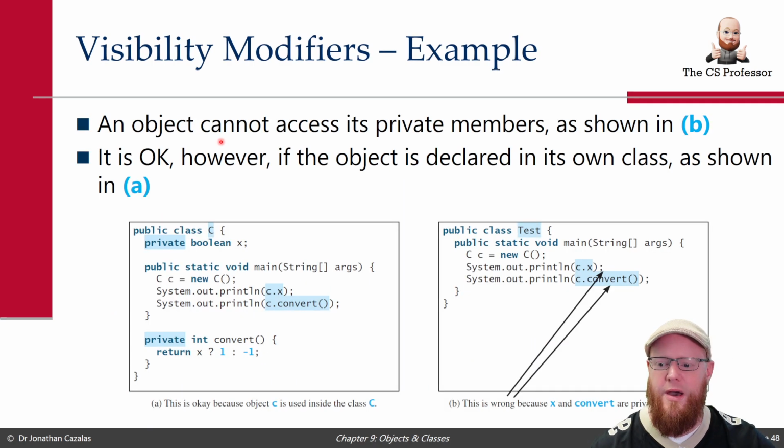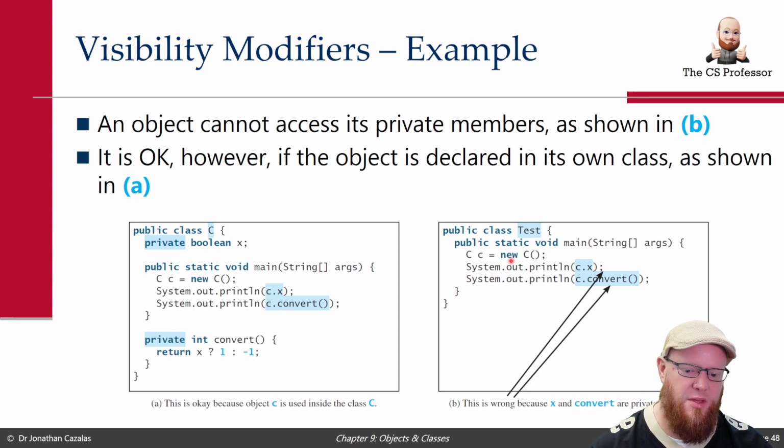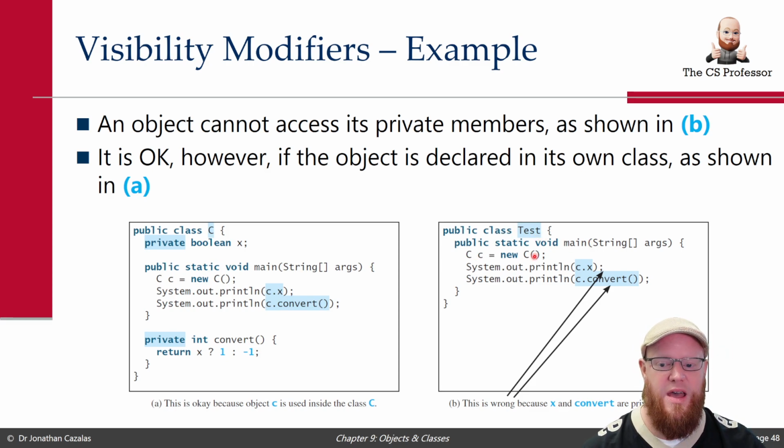So here we have one final slide on this. We have two examples down here at the bottom. We have public class C. So here's a blueprint, public class C, where we're going to make objects of type C, of class C. And over here we have just this public class test, which has a main method, and we're going to make an object of that type C. Now this public class C has a private variable x, which is a Boolean variable, and it has a private method called convert.